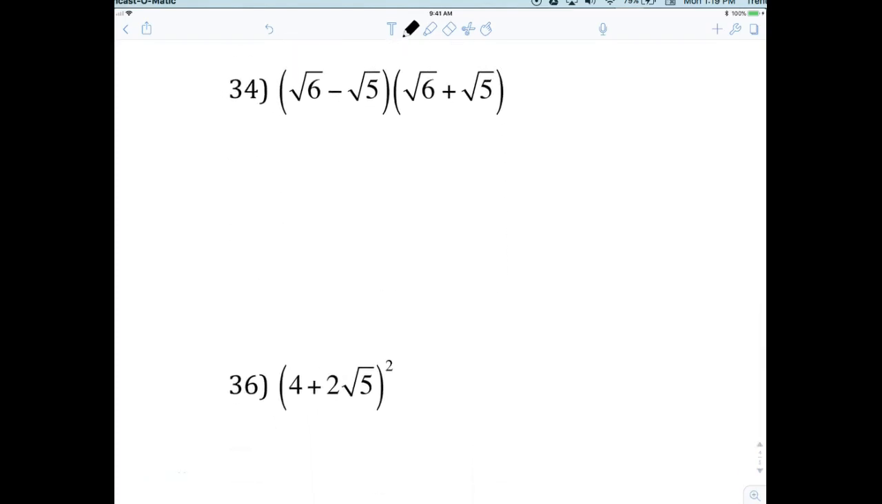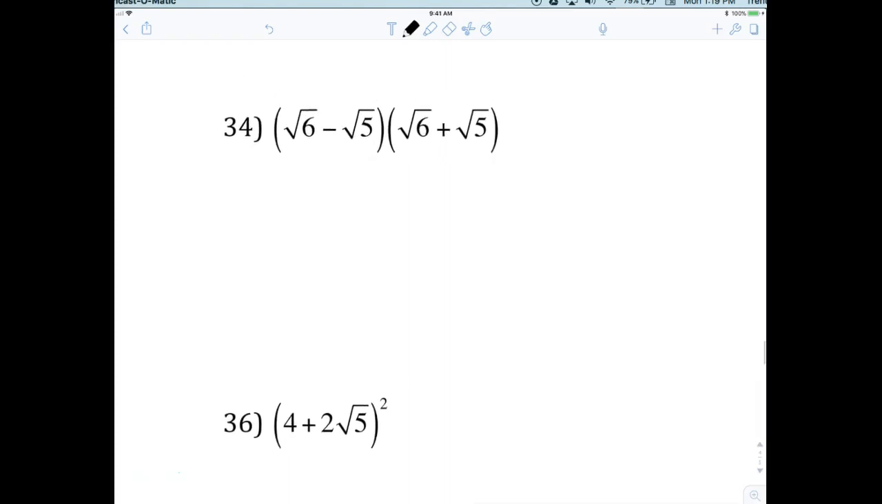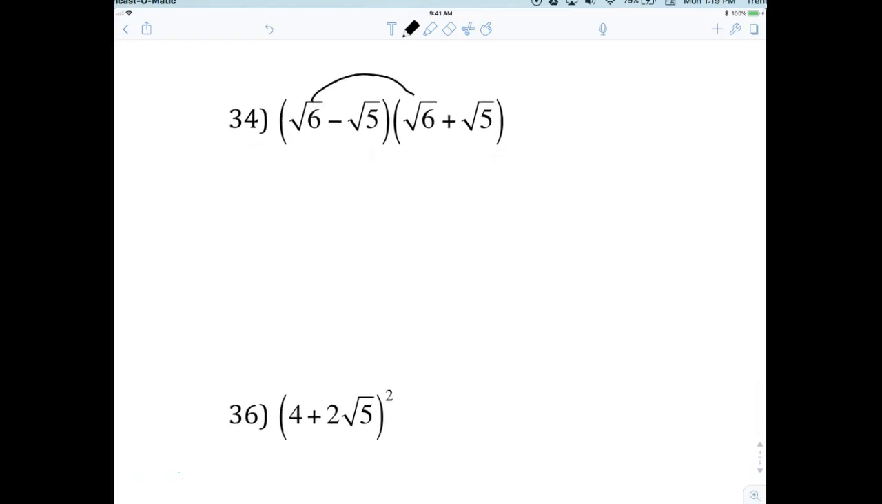Now again, don't forget on these, looks a little more complicated, but not really. Square root of 6 times square root of 6 is 6. Now, smiley face would be negative radical 30. And then this would be positive radical 30. And then minus 5. Any questions?